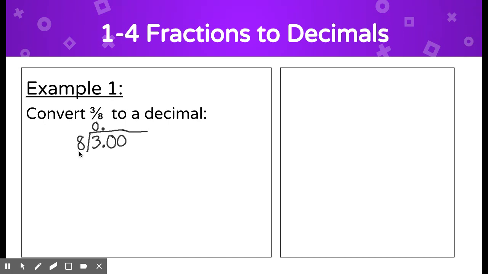3 times would be 24, 4 times would be 32. So 3 times. 3 times 8 is 24. We subtract. 30 minus 24 is 6. If you're unable to see that, you could have also crossed this out. It would become a 2. You borrow, right? And then 10 minus 4 is 6. So you would get the same thing. Then we go ahead and bring down the 0.